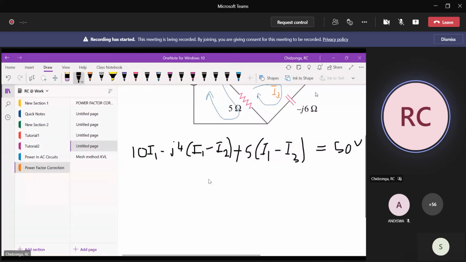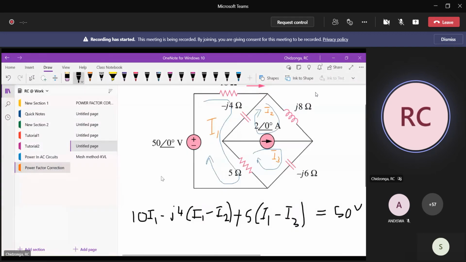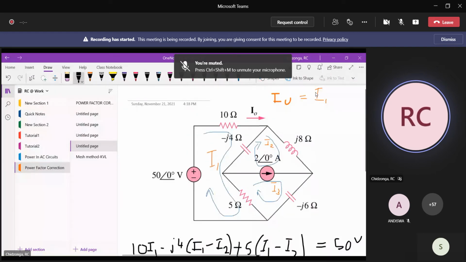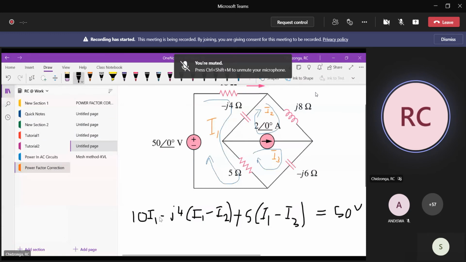So we have to collect like terms first. There is I1 here, which is multiplying by 10. And then there is also I1 involved here in the minus j4. There is also I1 involved in 5.